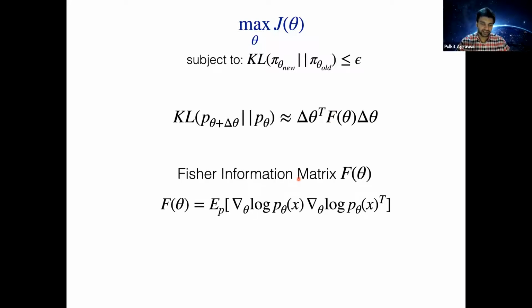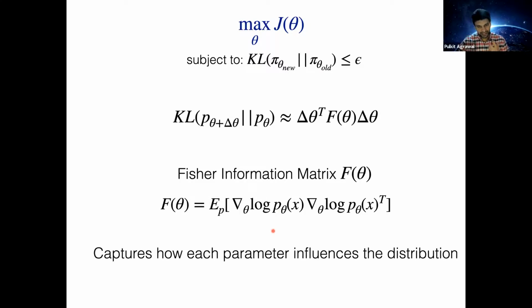Where this matrix F is also called the Fisher information matrix, which is an outer product of the gradients. If I'm measuring the KL divergence between a distribution P with parameters theta and a distribution P with parameters theta plus delta theta, then my Fisher information matrix is defined with respect to the gradients of log of P. What this Fisher matrix is encoding is how each parameter influences a distribution. If you look at this equation, it is telling me that if I change a particular parameter, how much is it going to change the KL divergence. So the Fisher information matrix essentially helps me bridge the gap between how the change of parameters is going to affect how much the policy is changing.